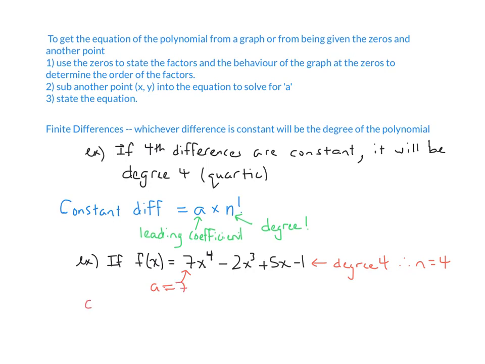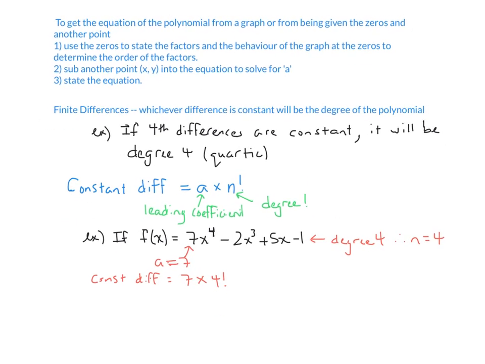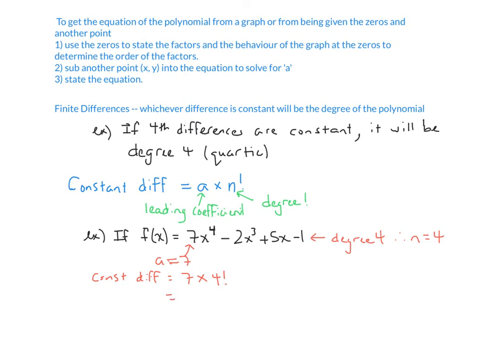So our constant difference would be equal to a, which is 7, times 4 factorial. Now, factorial, from our video, remember factorial just means the number times the numbers before it, till you get down to 1. So 7 times 4 factorial would be 7 times 4 times 3 times 2 times 1. And then you just multiply all that together. So the fourth differences will be constant, and they will have a value of 168 if I've done my calculations correctly there.